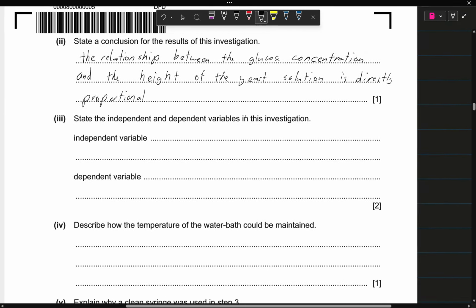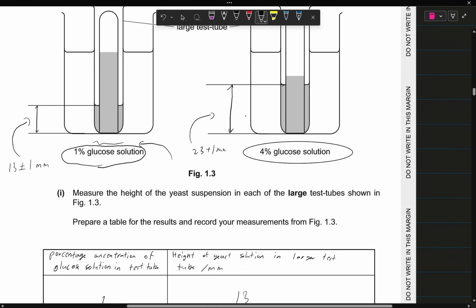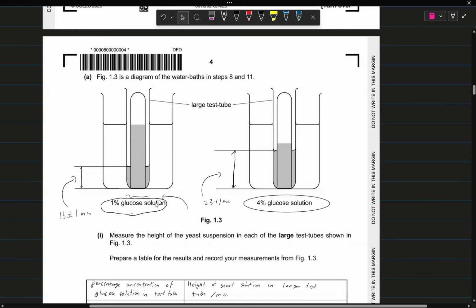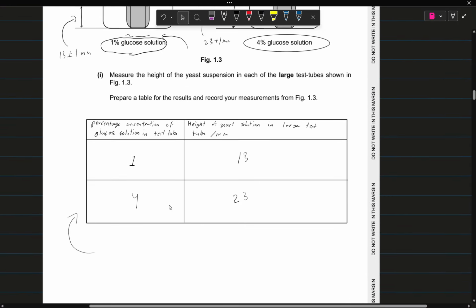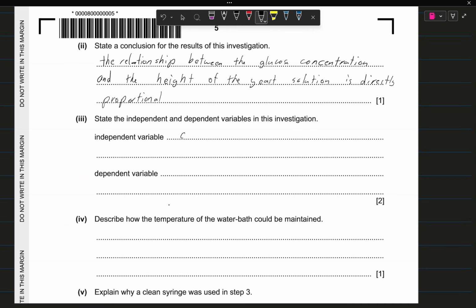Okay, now for part 3 here, state the independent and dependent variables in this investigation. Okay, now the independent variable is the one that you change, the one that you alter. And the dependent variable is the one that you observe and measure. So the thing that we have changed here is the concentration of the glucose solution. So this is exactly what we write for the independent variable, concentration of glucose solution.